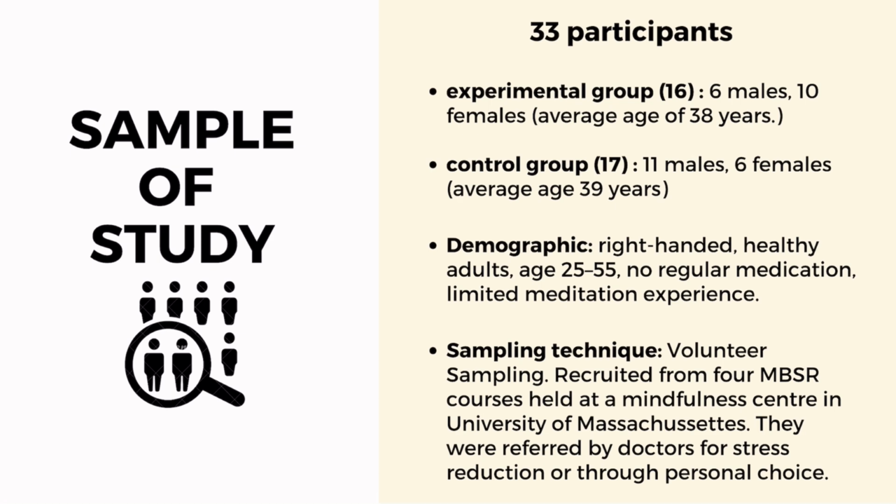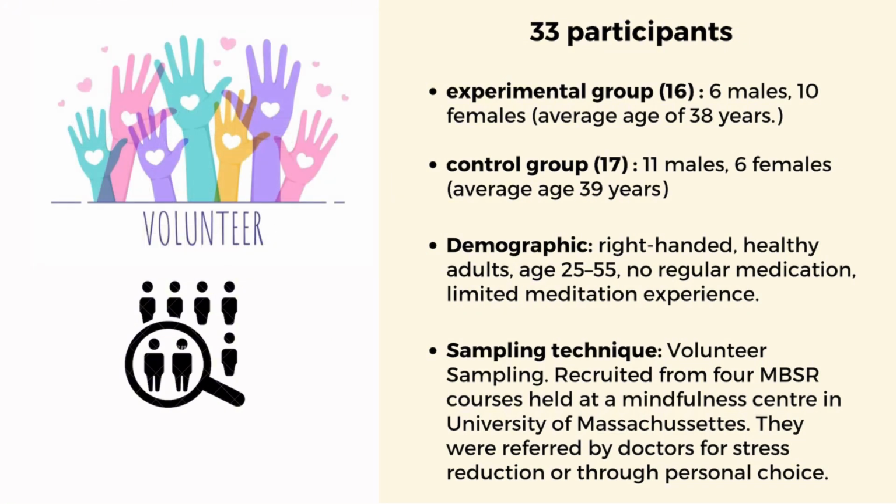The demographics of these participants were that all of them were right-handed. None of them were left-handed. All of them were right-handed. They were healthy adults, ranging in age from 25 to 55, with no regular meditation and very, very limited meditation experience. The sampling technique that was used to recruit these participants was volunteer sampling.